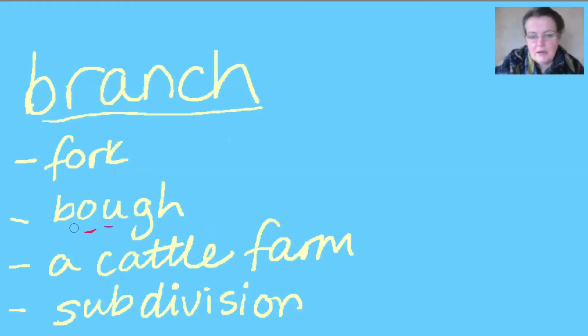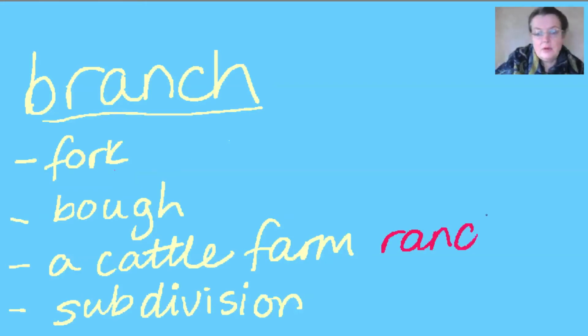What about a cattle farm? Do you think a cattle farm? No, a cattle farm in America, I think in North and South America, is called a ranch, not a branch. And then a subdivision.